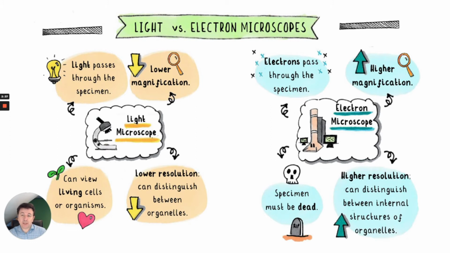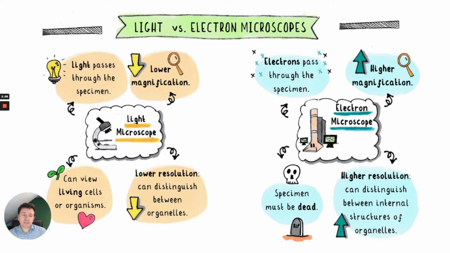On the left we have the light microscope, which you've probably used in the lab. We know that light passes through the specimen. You can view living cells or organisms, which is an advantage, but they do have generally lower magnification and lower resolution than electron microscopes.